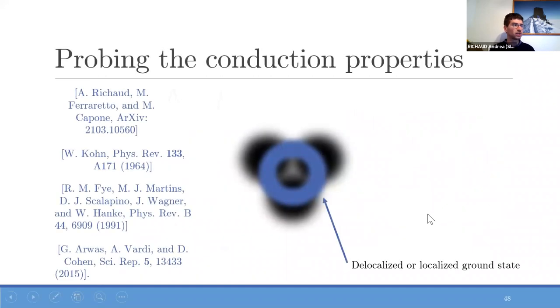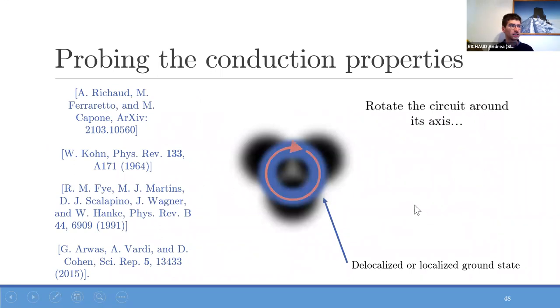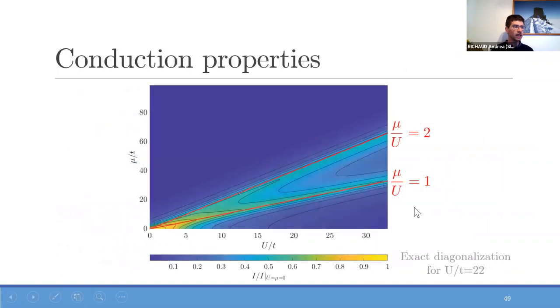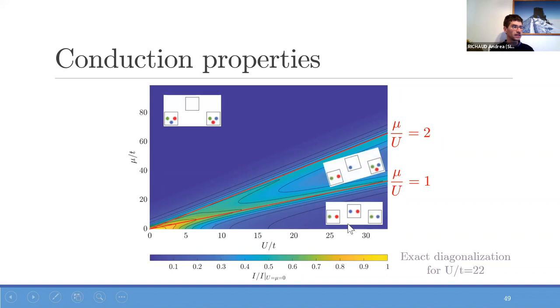So again, to probe the conduction properties of this system, I use the same technique that I used before. I rotate the circuit around its axis and I measure the current. And this is the result. Along the horizontal axis you have U, and along the vertical axis you have the depth of the superlattice. And you can recognize three plateaus.